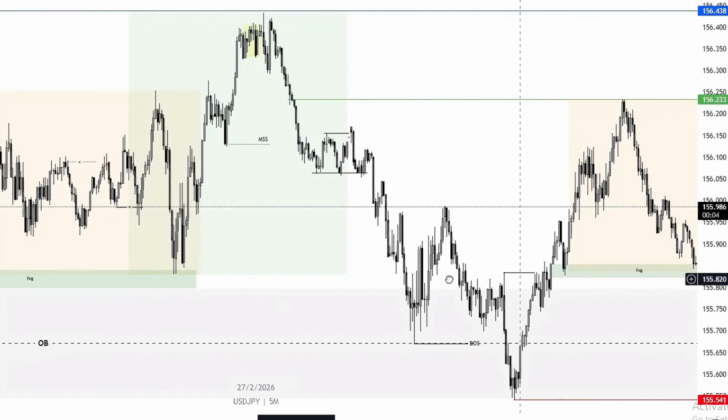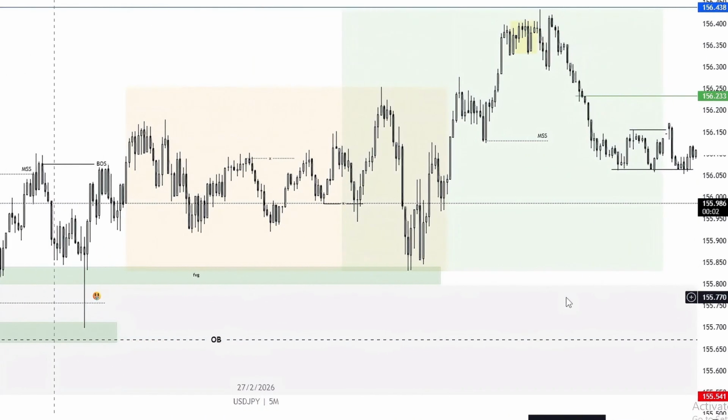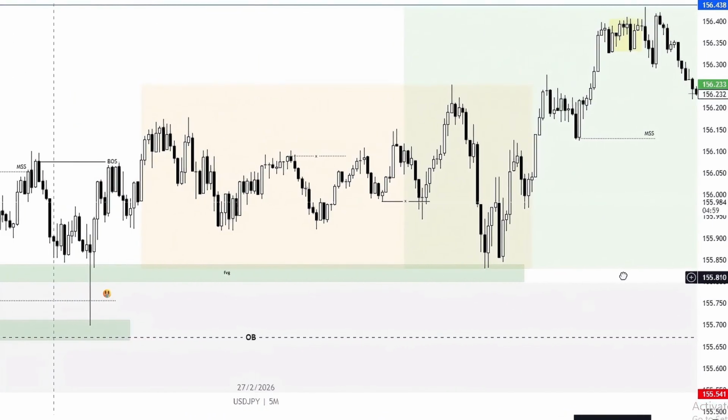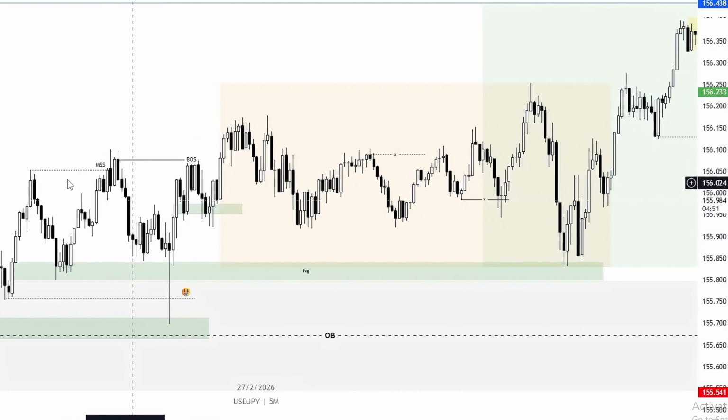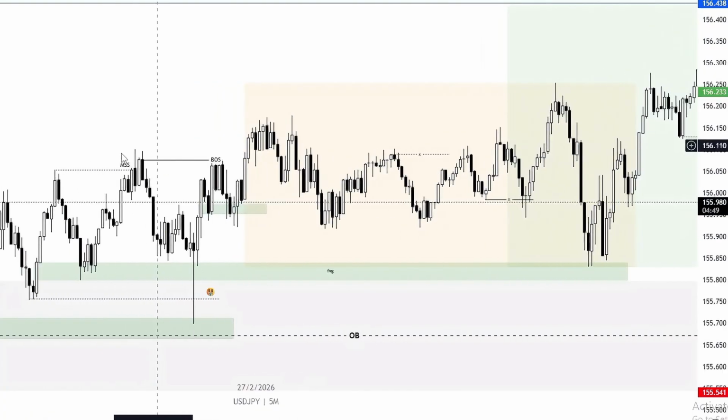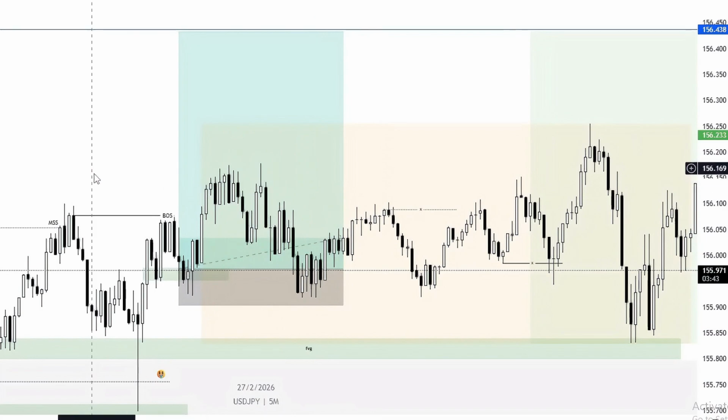I took my entry from this zone over here, at this fair value gap right after market structure was broken. I took my trades from this zone. I could have had another entry from this zone over here, but I didn't go with that. I took my trade right at London opening.